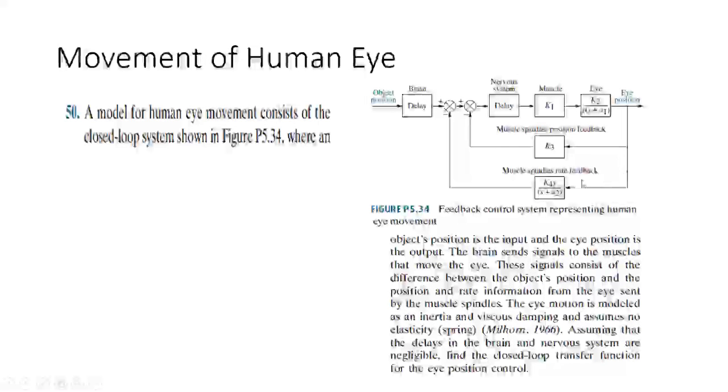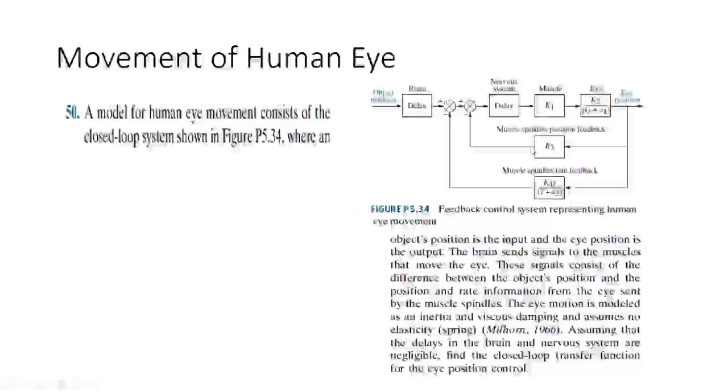Now the second thing we look at is muscle spindle rate feedback. Its transfer function is K4S over (S plus A2). So what is muscle spindle rate feedback? Muscle spindles consist of intrafusal muscle fibers enclosed in a sheath. Sheath here means spindle. They run parallel to the extrafusal muscle fibers and act as receptors that provide information on muscles.